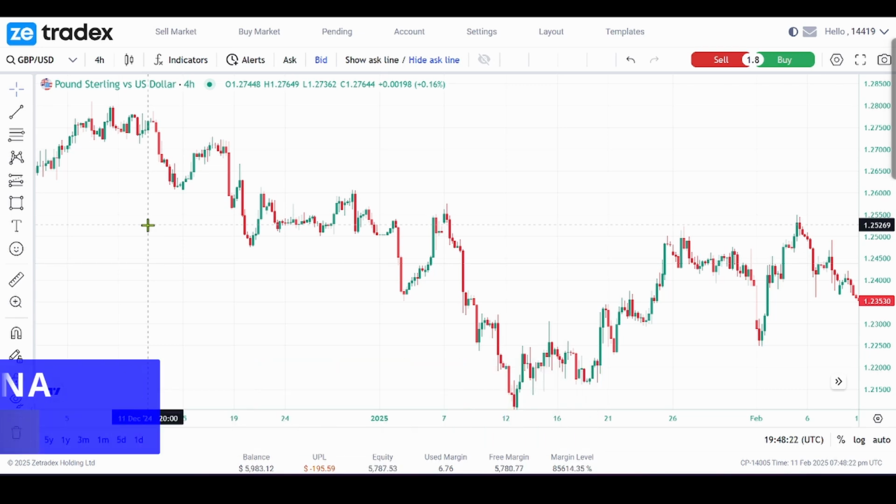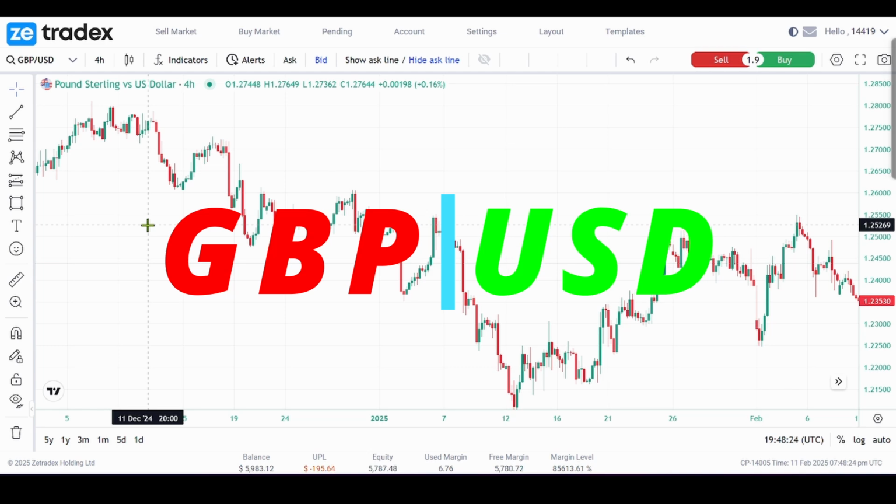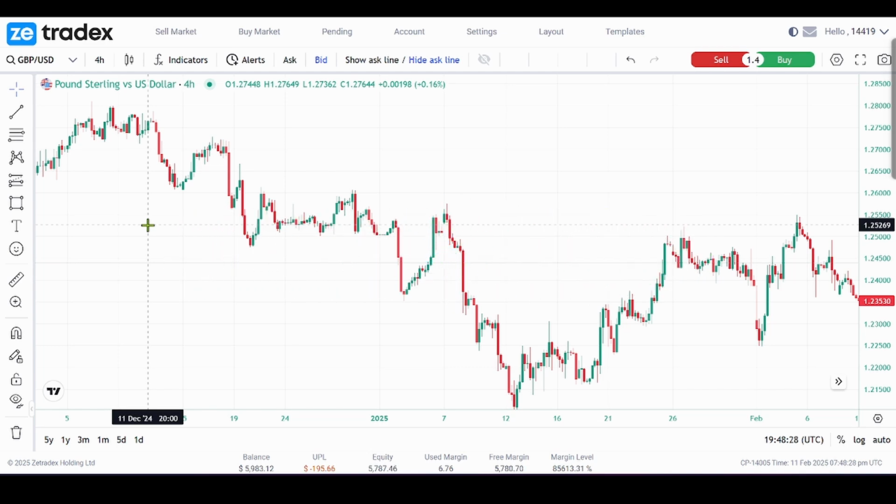Today we shall be looking at GBP USD on the 4 hours time frame, and we shall be using two types of indicators to attempt to identify the entry and the exit points. The first indicator that we shall be using is called Bollinger Bands.